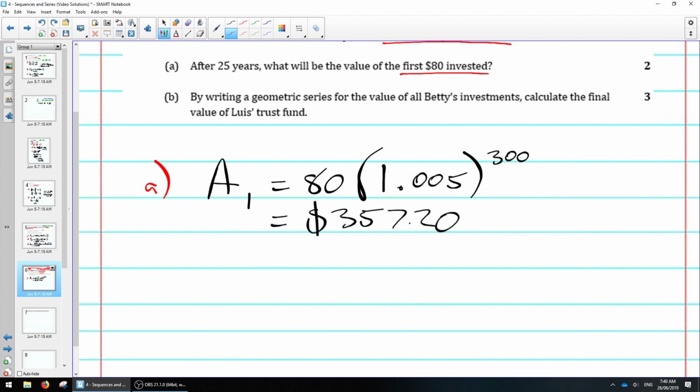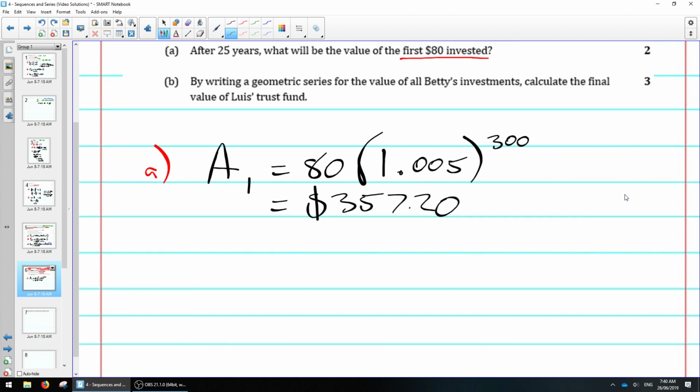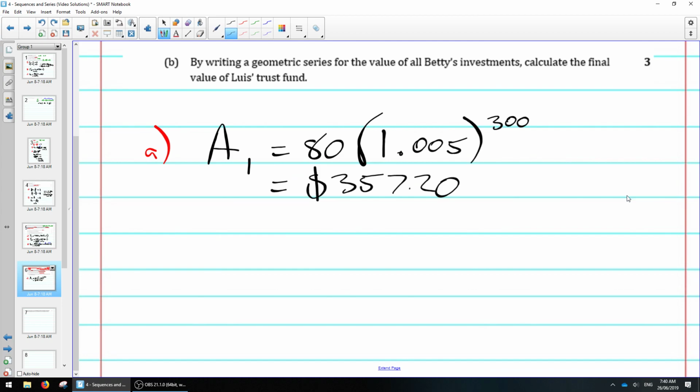And that's only the first installment of money. There's going to be 299 other installments, which we're about to find in a second. But the question is also asking how much the first 80 grows by. So looking at question B now: by writing a geometric series for the value of all Betty's investments, calculate the final value of the trust fund.